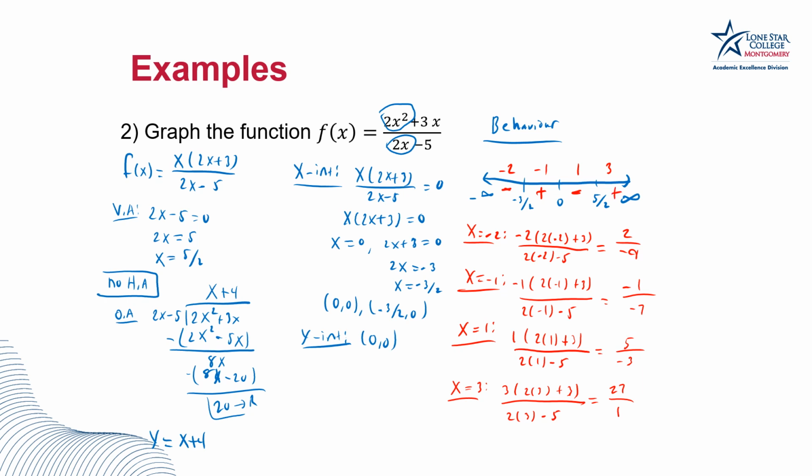So what does that tell us? The behavior is that between negative infinity and negative 3 over 2, it's negative. Between negative 3 over 2 and 0, it's positive. And between 0 and 5 over 2, it's negative again. And between 5 over 2 and infinity, it becomes positive again.